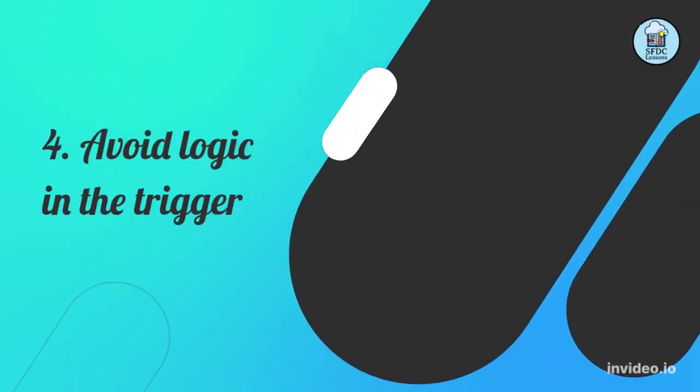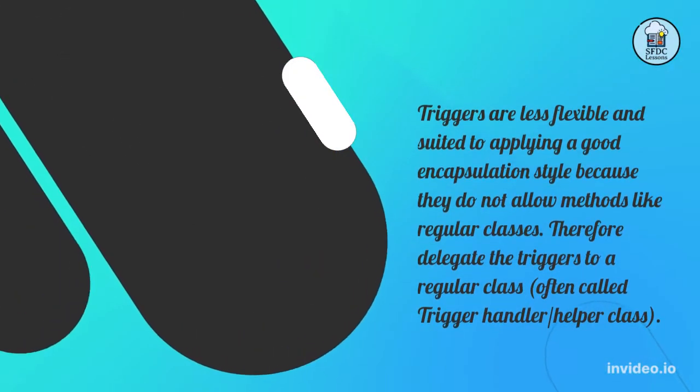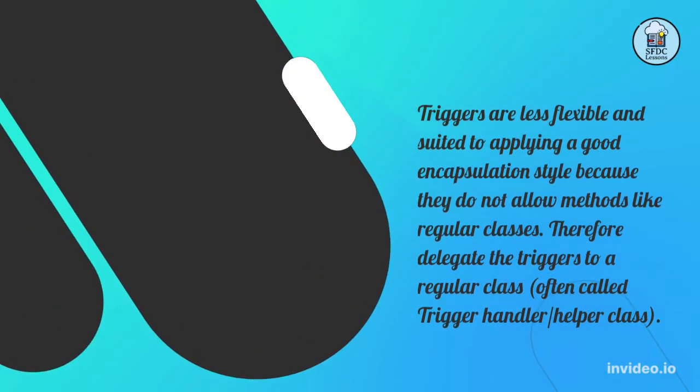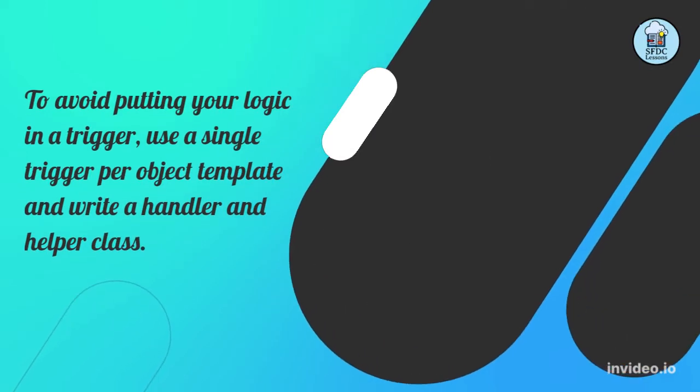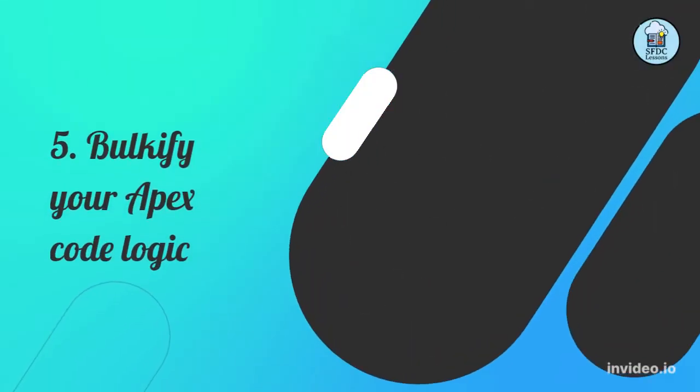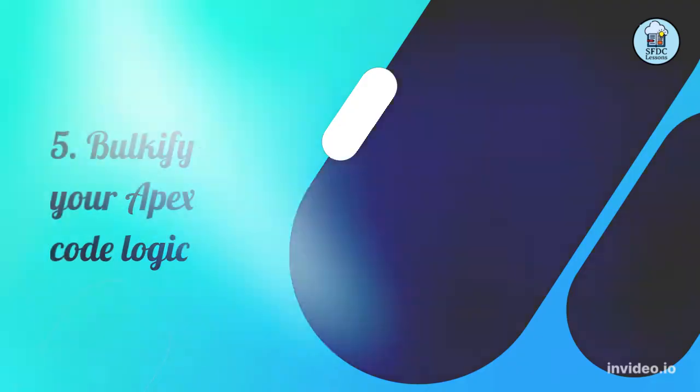Number 4. Avoid logic in the trigger. Triggers are less flexible and suited to applying a good encapsulation style because they do not allow methods like regular classes. Therefore, delegate the triggers to a regular class, often called a trigger handler/helper class. To avoid putting your logic in a trigger, use a single trigger per object template and write a handler and helper class.